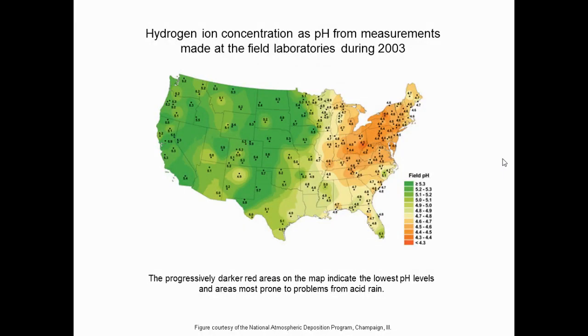This one's a little bit harder to see. It's basically the same type of data from 2003. Not seeing any big changes in trends there. We're still seeing areas that have the lowest pH levels in this region of the country. Again, a lot of this is due to manufacturing and the combustion of fossil fuels.